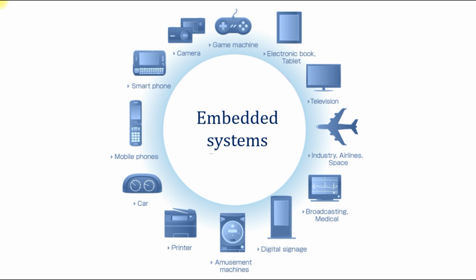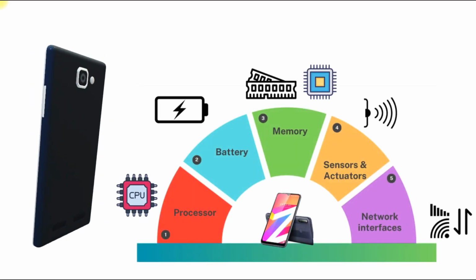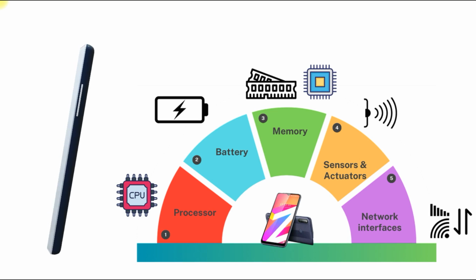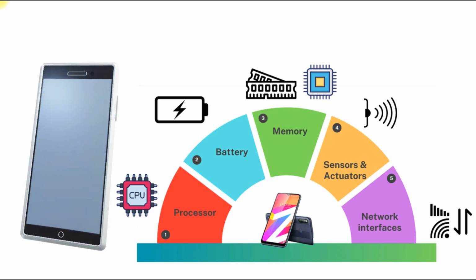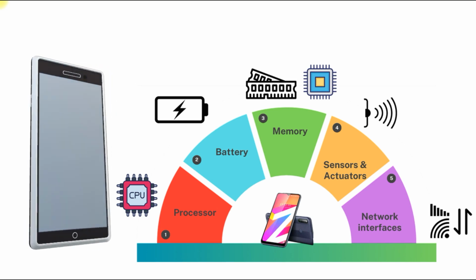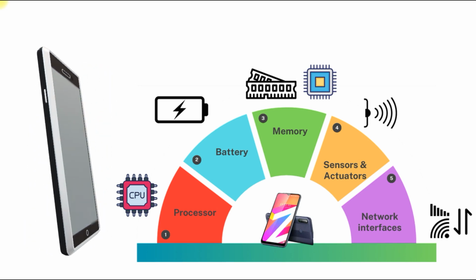All these systems have hardware and software. Hardware elements are controlled or managed by the software part. We know that we are now using smartphones. We can divide the mobile phone hardware parts into 5 categories. The first one is the processor, the second one is the battery, the third one is memory, the fourth one is sensors and actuators, and the fifth one is network interfaces.